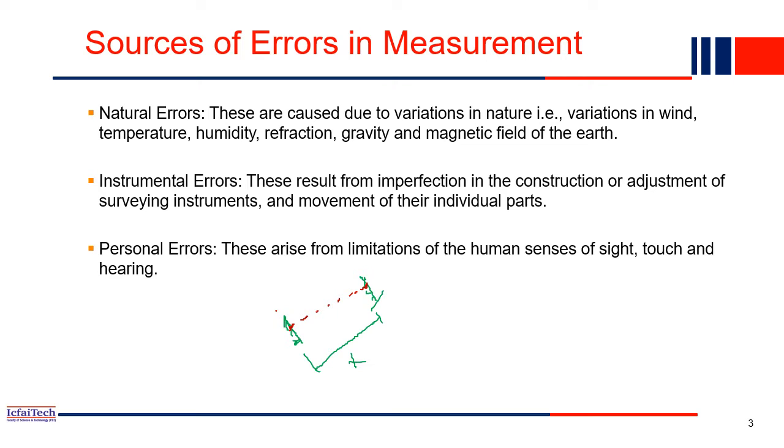Now if the wind is very high, then what will happen? The tape may not be straight, so the tape may be a little bit sagging in nature. In that case, what will happen? The distance will increase, right? The true value may be x, but because of heavy wind, the x may increase by 0.1. So that's why this error is introduced, because of heavy wind, or maybe due to temperature.